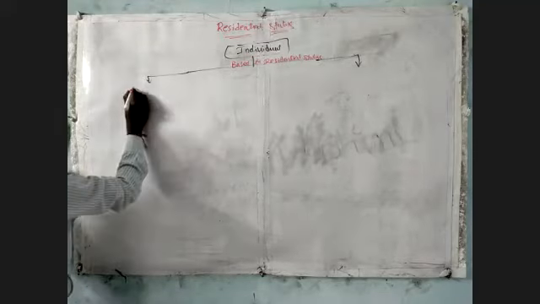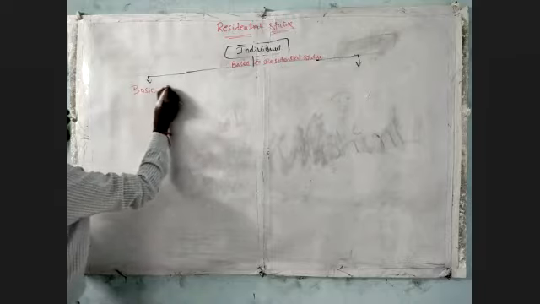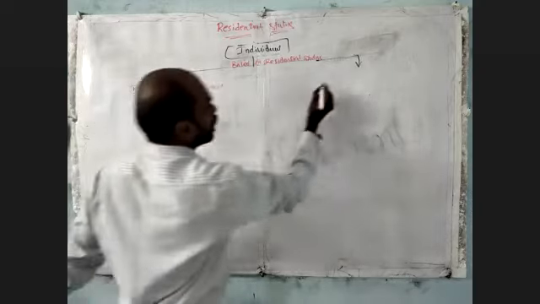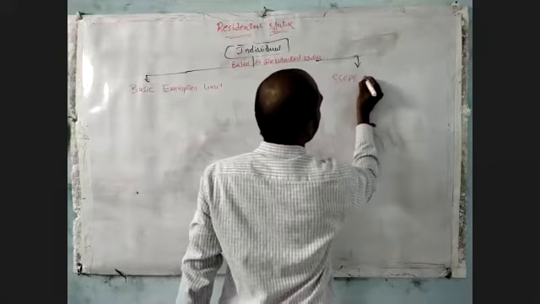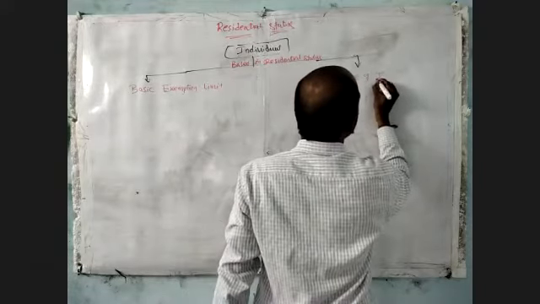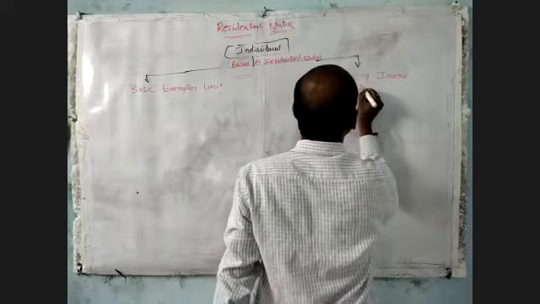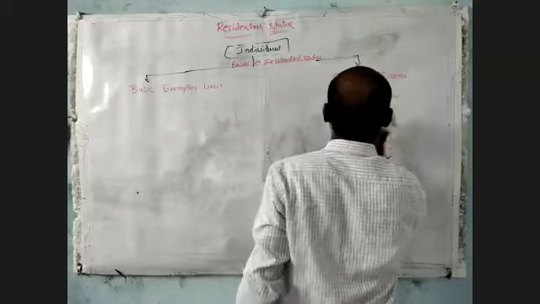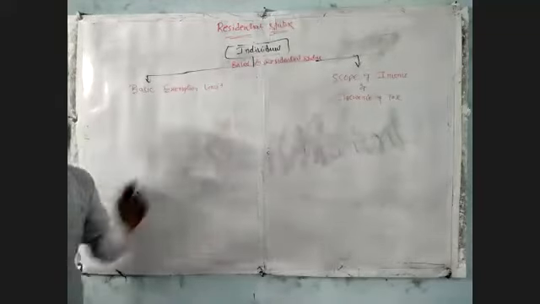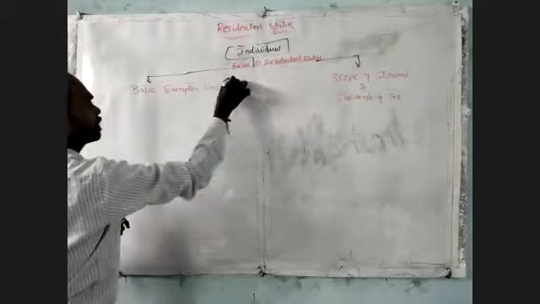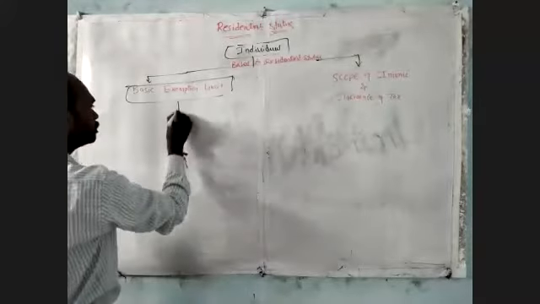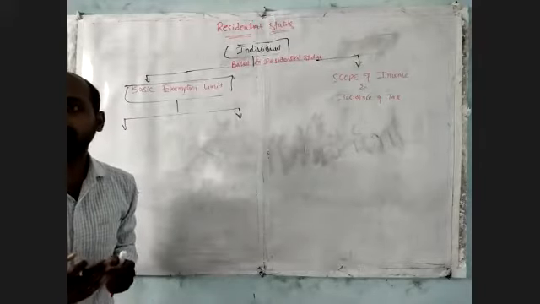So the basic exemption limit, the scope of income, and the incidence of tax will be based on the residential status of the individual. In case of an individual, we are discussing first. Suppose the individual can be resident, or he can be non-resident.